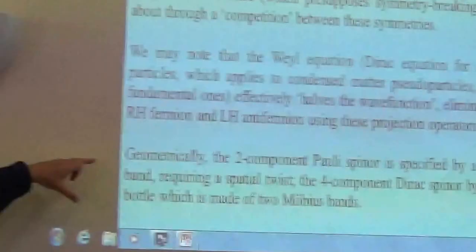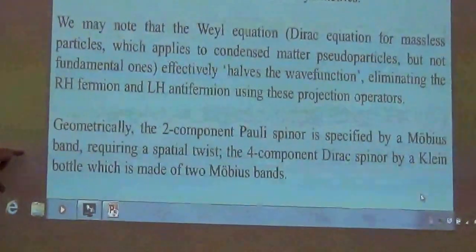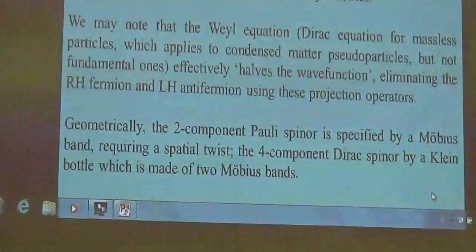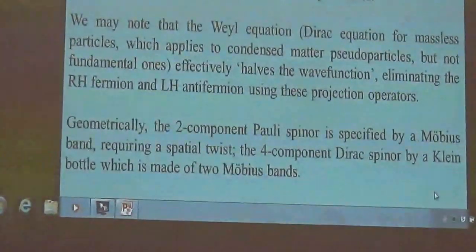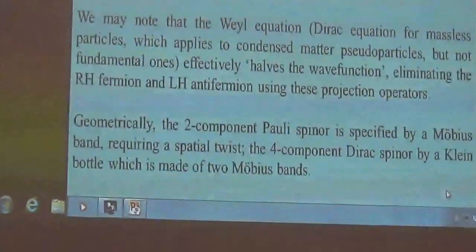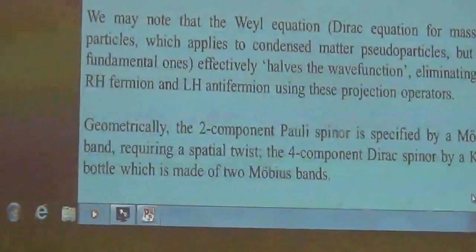Geometrically, the two-component Pauli spinor can be represented by a Möbius band. That's a standard representation because you get a twist in it. But a four-component Dirac spinor can be represented by a Klein model, which is two Möbius bands. I've just shown how to construct it from two.